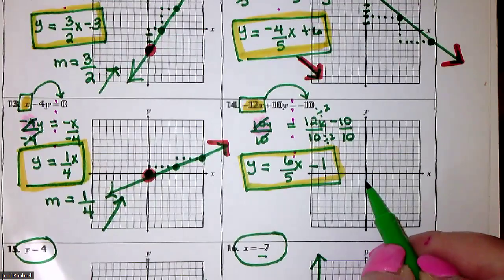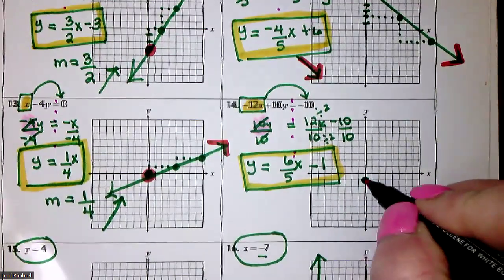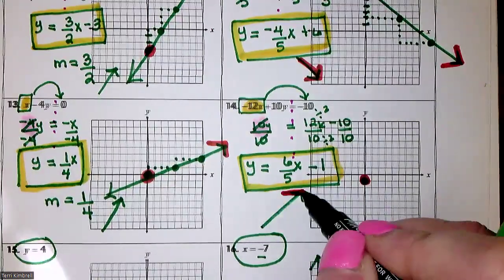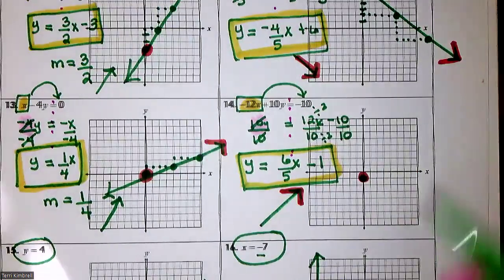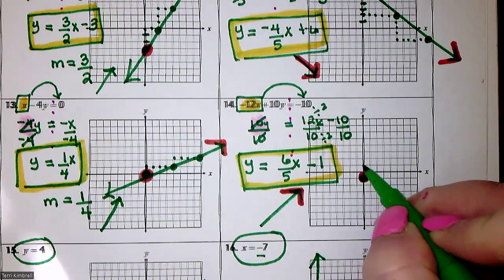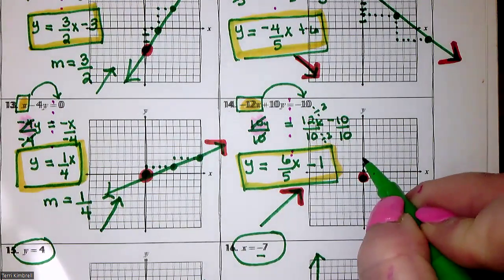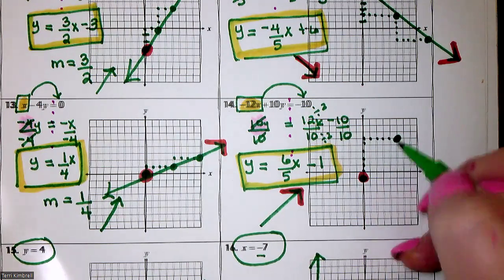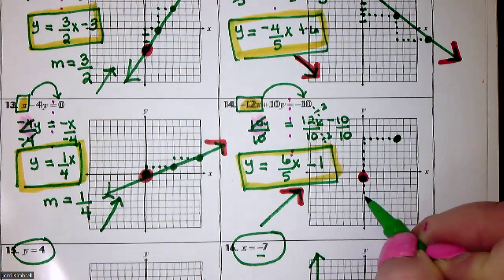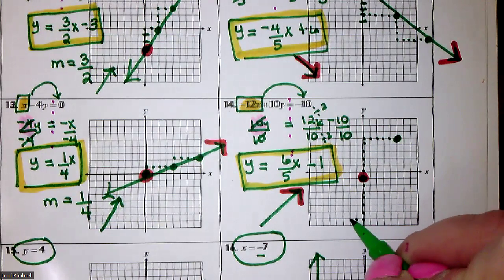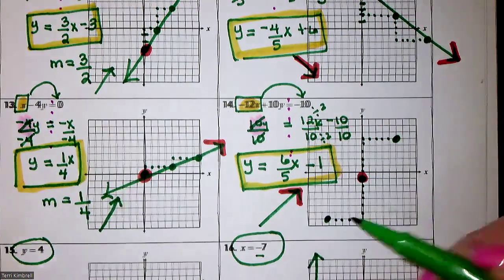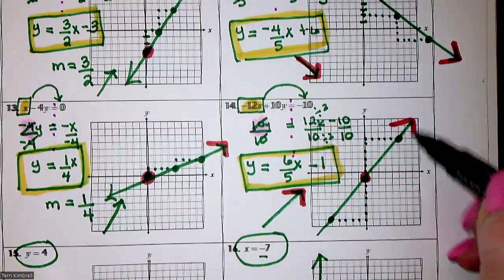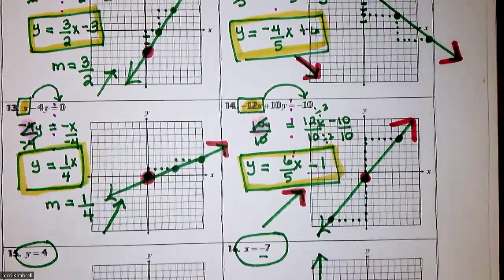Okay. The last one is going to be -1 on the y-axis. This line should be going upward, just like that one. But we have a slope this time of 6/5. So up 1, 2, 3, 4, 5, 6, right 1, 2, 3, 4, 5. And this line is going upward with a positive slope.